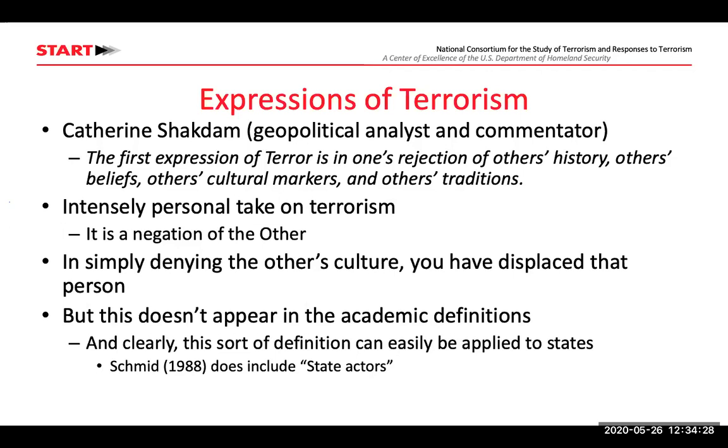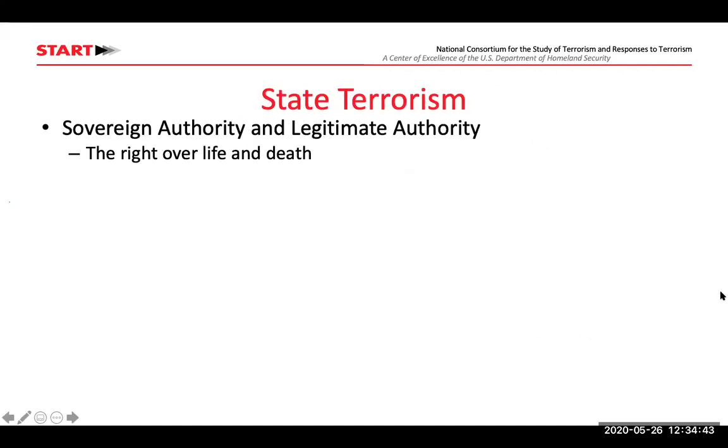but something that comes out of this is whether or not states can commit acts of terrorism. And this is a dicey topic. Schmidt does include state actors in his consensus definition, but it is in many ways lacking from many of the definitions that appear in academia and in law. So something like sovereign authority and legitimate authority is difficult for us to grasp as something that can commit an act of terrorism.